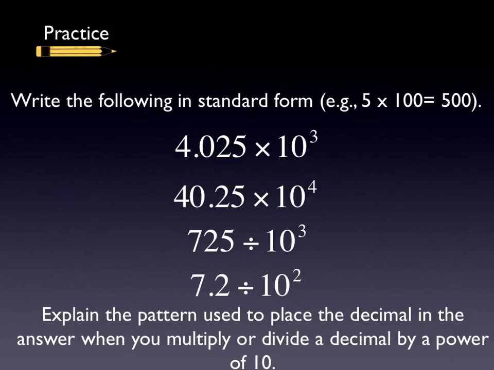Right, in your composition book, I want you to work these 4 problems. Write the following in standard form. For example, 5 times 100 equals 500. Explain the pattern used to place a decimal in the answer when you multiply or divide a decimal by a power of 10. Please be ready to discuss this when you come to teacher table tomorrow during math class.